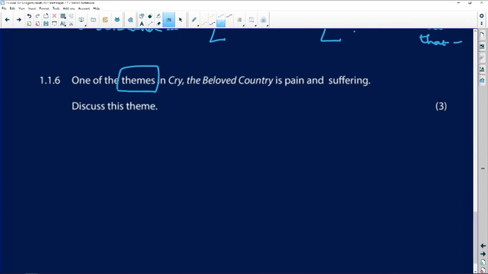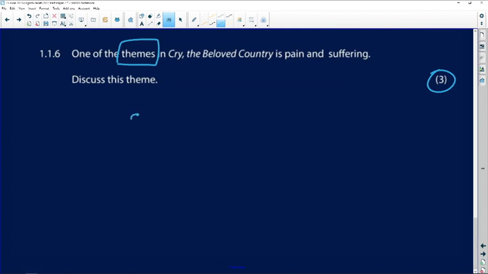Every single set work will have a theme question. It's a discuss question. It will be for 3 marks. What you get in the theme question, and this is true if you are studying the poetry or anything else, is a statement. So it will say one of the themes of My Children, My Africa, or one of the themes of this poem. And then you have the discuss question.